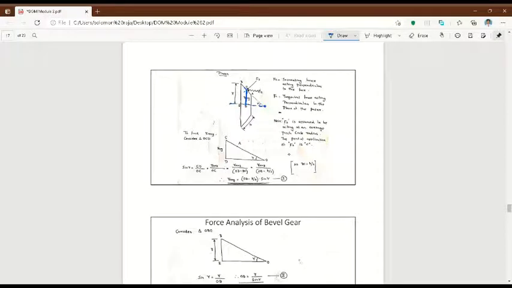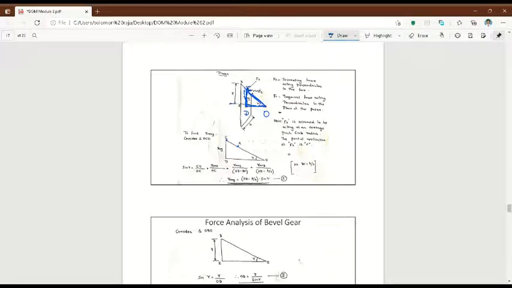So this triangle has been taken. Okay, so triangle ODC has been taken. I want to find out this distance EC, and then I need R average.